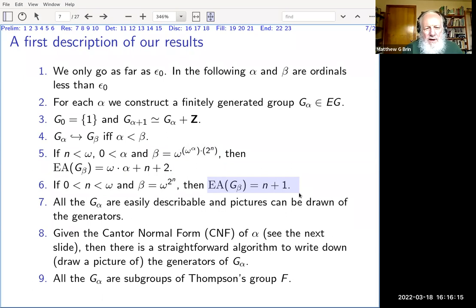There is a way of taking the bi-embeddability classes that we create and mapping them up so that they are separated by the EA class, and that will turn out to be important. 7 is the big deal. These are pretty, and I will show you exactly how pretty shortly. And in fact, they're fairly easy to construct. The construction is not the problem. It's the analysis that's the problem.